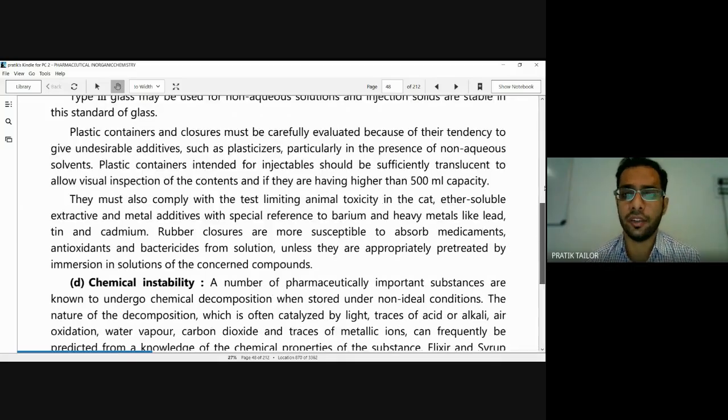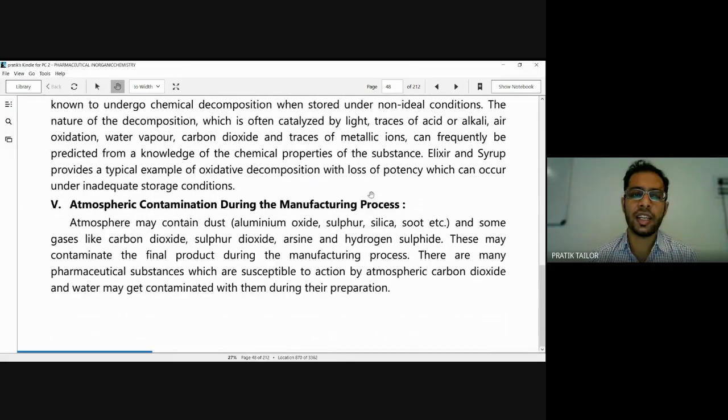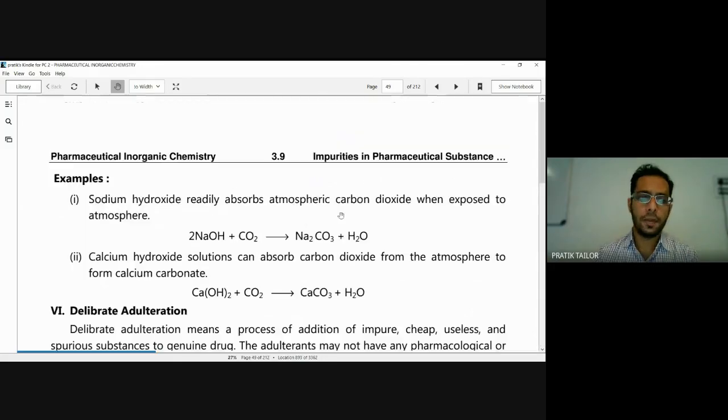Chemical instability of the compound may also lead to impurity formation. Atmospheric contamination may be due to dust. Cross contamination can be there: two products simultaneously prepared, and the particles of each other are available as an impurity in the final product.